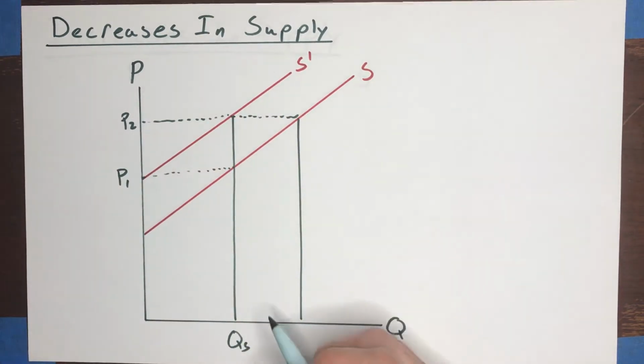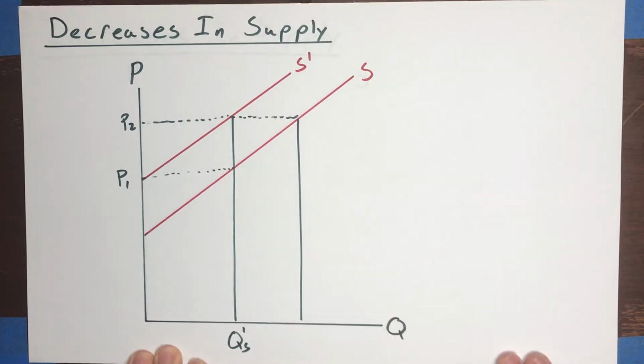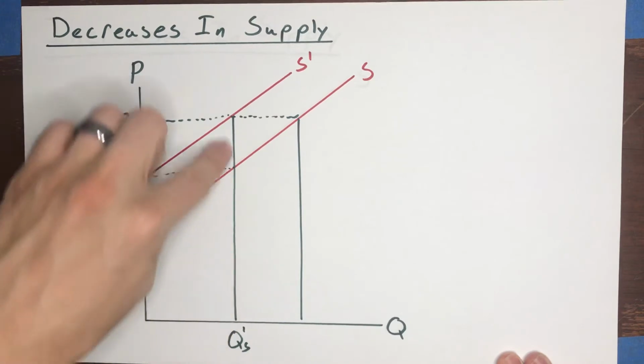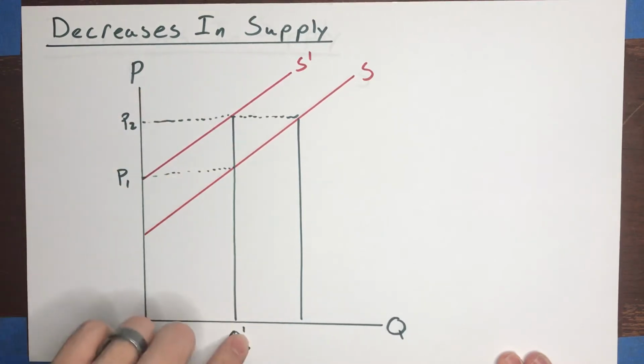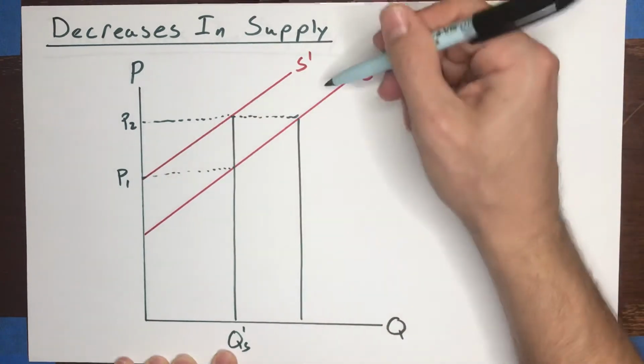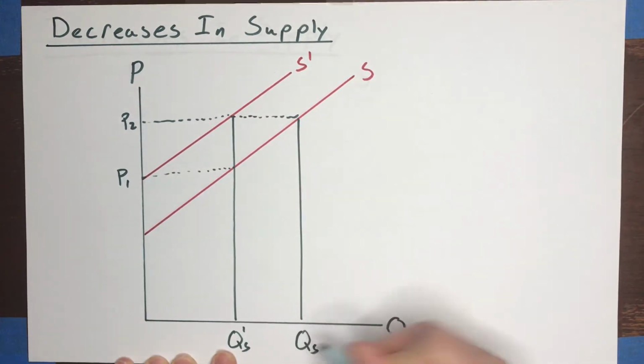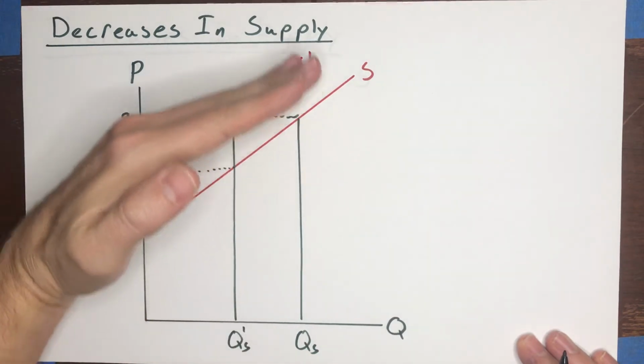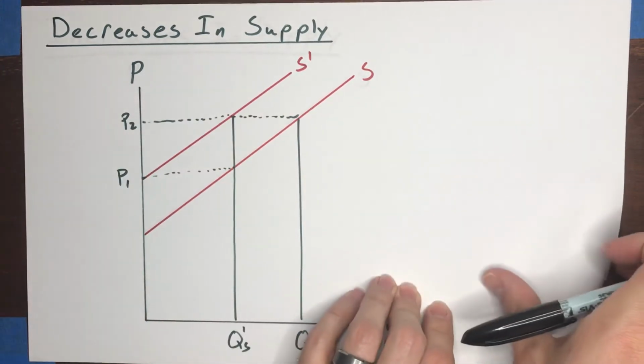now we'll relabel this QS prime. At a price P2, you could get only QS prime units when your supply curve is up here, but at the original supply curve, you could have gotten QS units. All right, so shifting the supply curve up and to the left represents a decrease in supply.